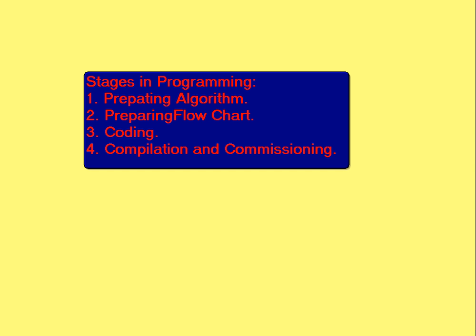Stages in the program development. 1. Developing the algorithm. 2. Preparing the flowchart. 3. Coding. 4. Testing and commissioning.